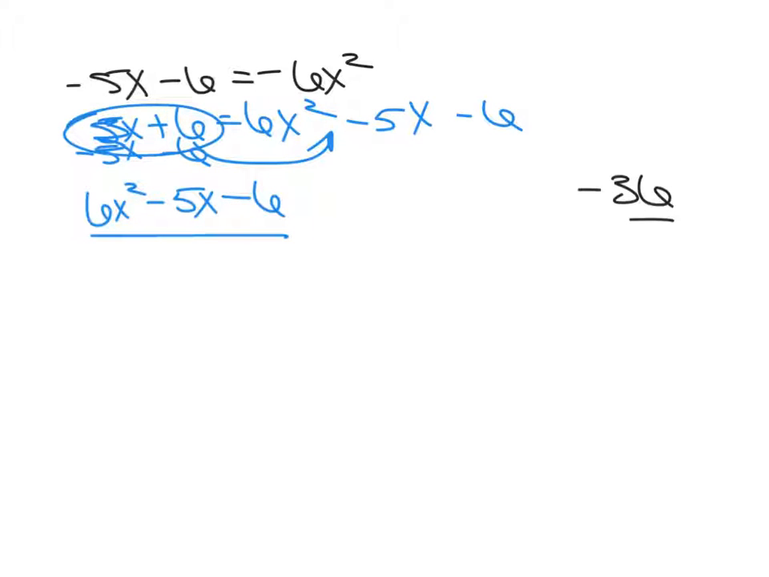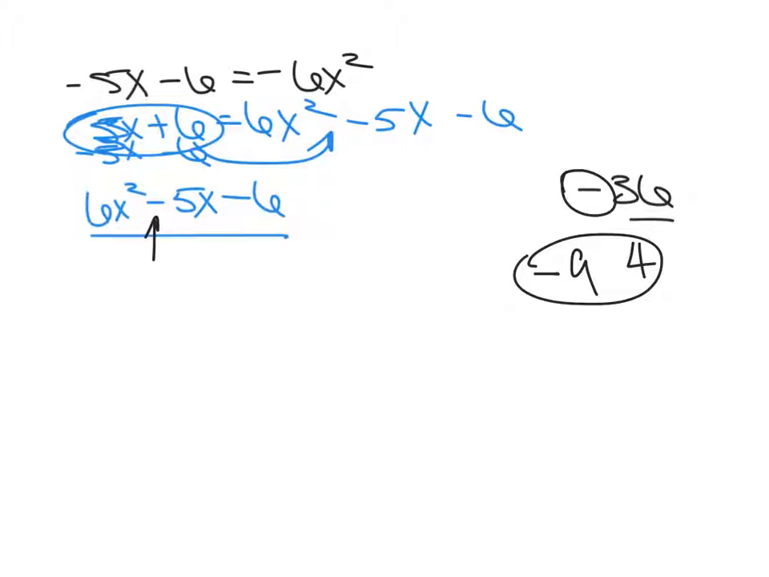Alright, so what are my options here? 12 and 3. No, 12 and 3 gives me 15, or 12 minus 3 gives me 9, doesn't give me negative 5. 18 and 2, that doesn't work. 9 and 4. 9 times 4 is 36, and the difference between 9 and 4 is 5. So my sign is negative, so the sign on my biggest number has to be negative. And I need a negative 36, so I have to have opposite signs there, like I do.